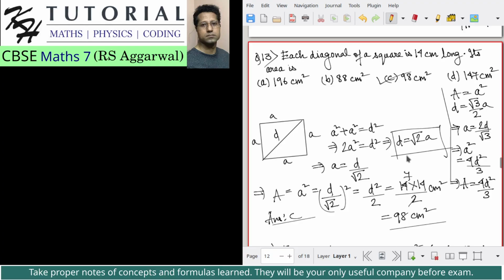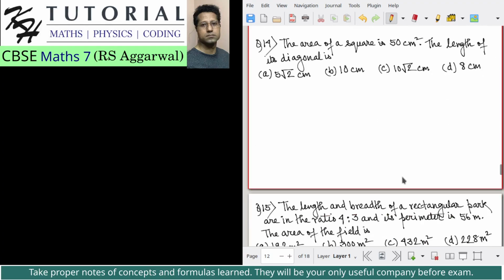Let's do the next problem. Question number 14. The area of a square is 50 centimeter square. The length of its diagonal is. Okay, so we have just seen that for a square, the area is equal to d square by 2. This is some important formula of a square. That area is equal to diagonal square by 2, and also the side length of the diagonal of a square is equal to square root of 2 multiplied by the length of each side.